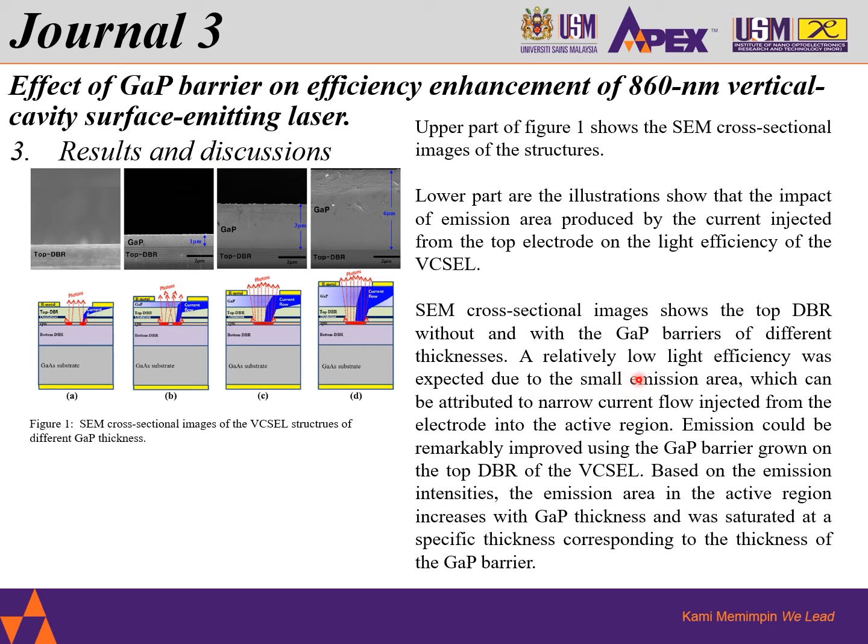A relatively low light efficiency was expected due to small emission area, which can be attributed to the narrow current flow injected from the electrode into the active region. Emission could be remarkably improved by using the gallium phosphide grown on the top DBR of the VCSEL. Based on the emission intensity, which I'm going to show later, the emission area in the active region increases with the gallium phosphide thickness and is saturated at the specific thickness corresponding to the thickness of the gallium phosphide barrier.